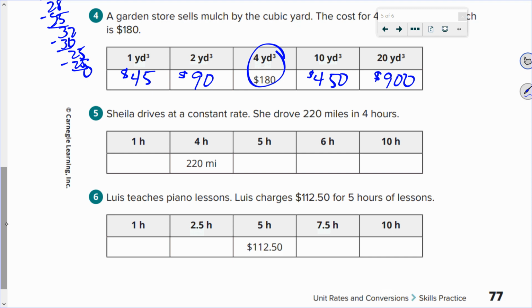Number 5. Again, dividing by 4, so that's going to give me 55 miles, meaning 5 would be those two put together, so 275 miles. 6 is just 1 and 5 put together, so that's 330 miles. And then 10, you just add a 0 to that one, 550 miles.